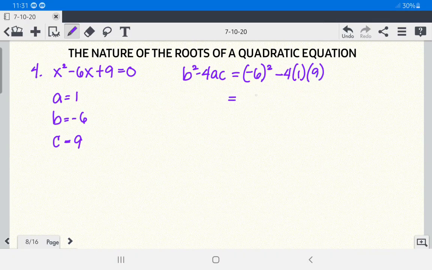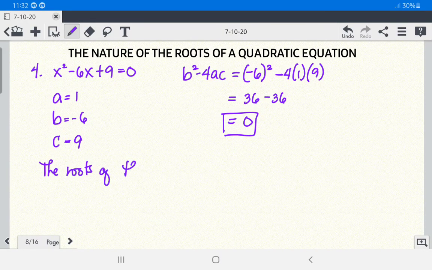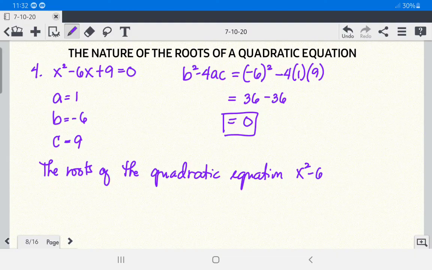Then we have negative 6 squared, we have 36. Negative 6 times negative 6, 36. Then negative 4 times 1, we have negative 4, times 9, we have negative 36. Then 36 minus 36, we have 0. Then, since the discriminant is 0, the roots of the quadratic equation x squared minus 6x plus 9 equals 0 are real numbers and are equal.